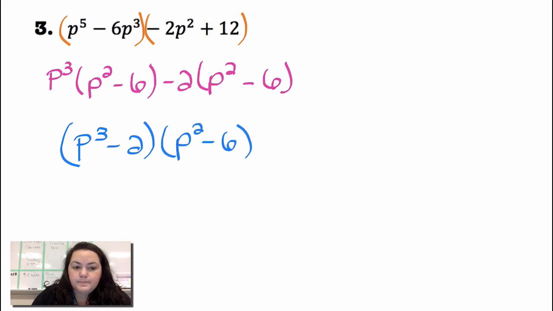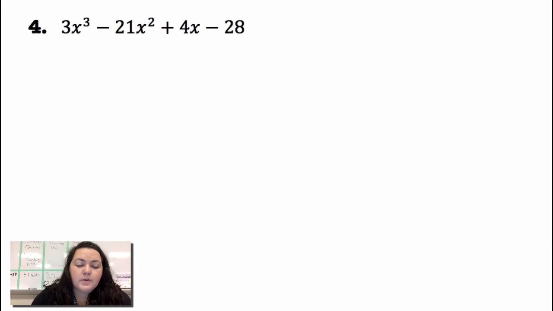All right, this one, I'm going to group and factor. So I'm going to group the first two terms together and the last two terms together. In the first group, I can pull out a 3x squared. 3 goes into 3, 3 also goes into 21, and they both have at least an x to the second power. So when I pull that out, I'm left with an x minus 21 divided by 3 is going to give me 7, and x squared divided by x squared is gone.